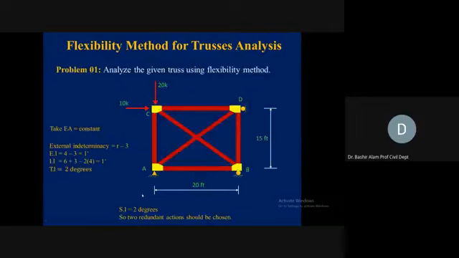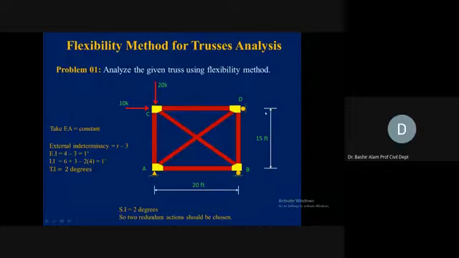We come to the actual problem now. Analyze the given truss using the flexibility method. So here you see A, B, C, D. These are the joints. Horizontal we have 20 feet, vertical we have 15 feet. At A we have a hinge support, B a roller support, and D a roller support. This D roller is different from the B. This B can support vertical load and D can support horizontal load.